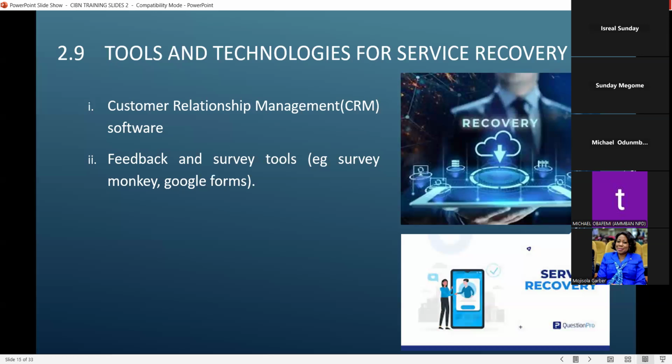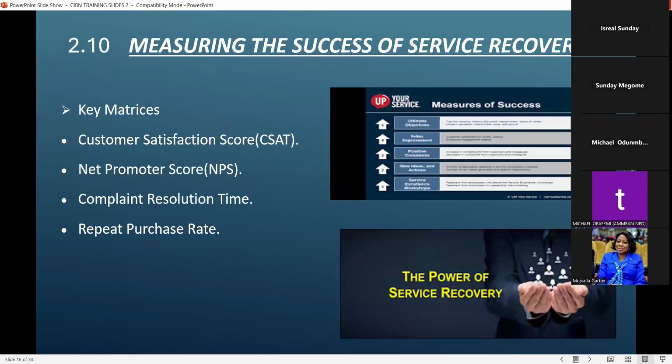So we go to the next one. Measuring the success of service recovery. How do you measure? Key metrics. Of course, you need to have key metrics that we use to measure depending on your situation. There's no one method that you can use. It depends on what works for you. Secondly, customer satisfaction score.